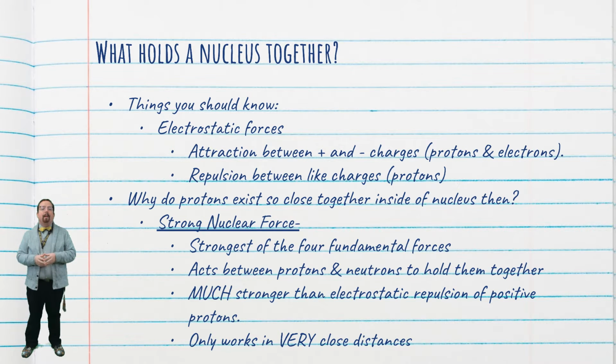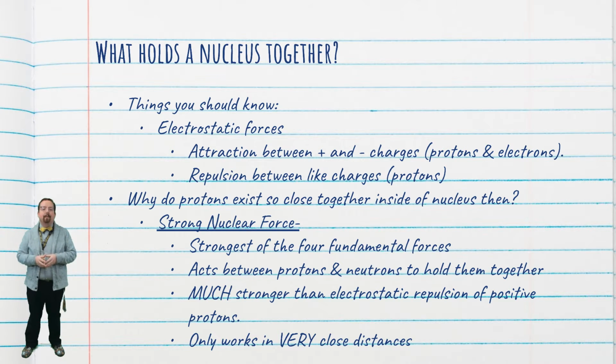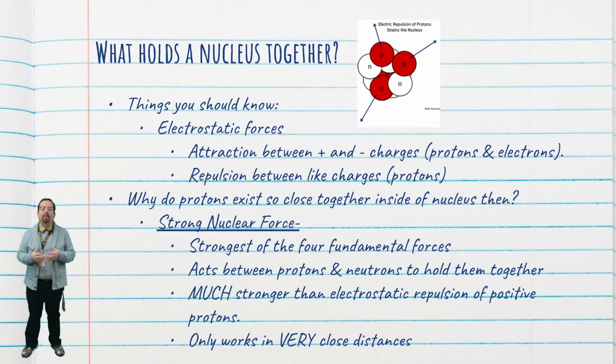You also probably already know that opposite charges attract each other, and like charges repel each other. For instance, the negatively charged electrons are held around the positively charged nucleus by their electrostatic forces of attraction, the attraction between opposite charges. It would also make sense that our positively charged protons that are really close together in the nucleus would repel each other due to having like charges.